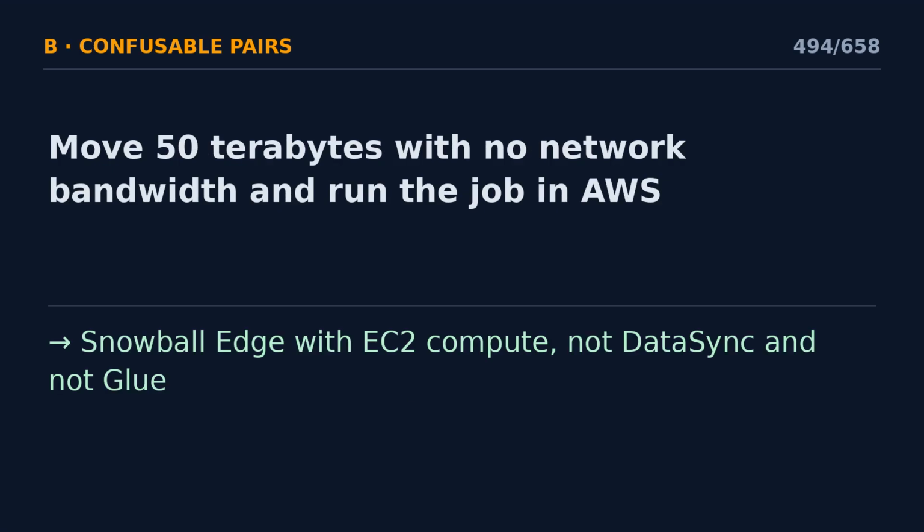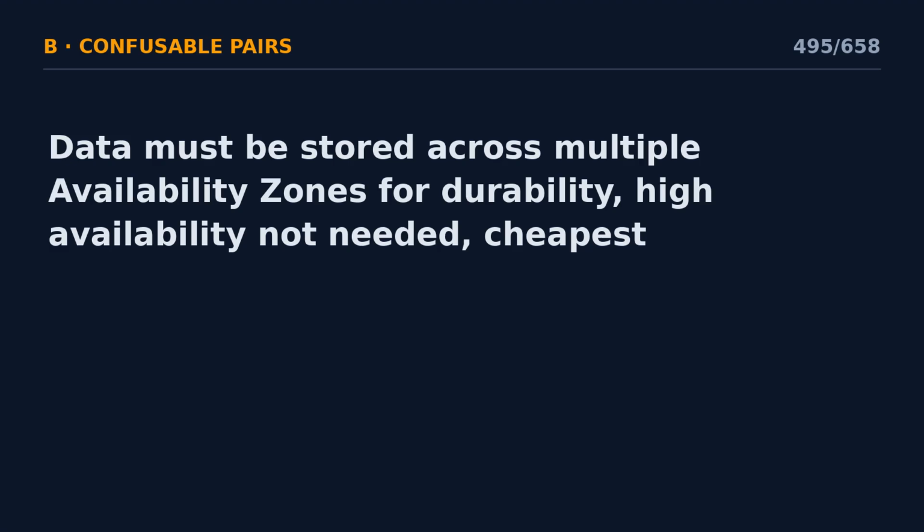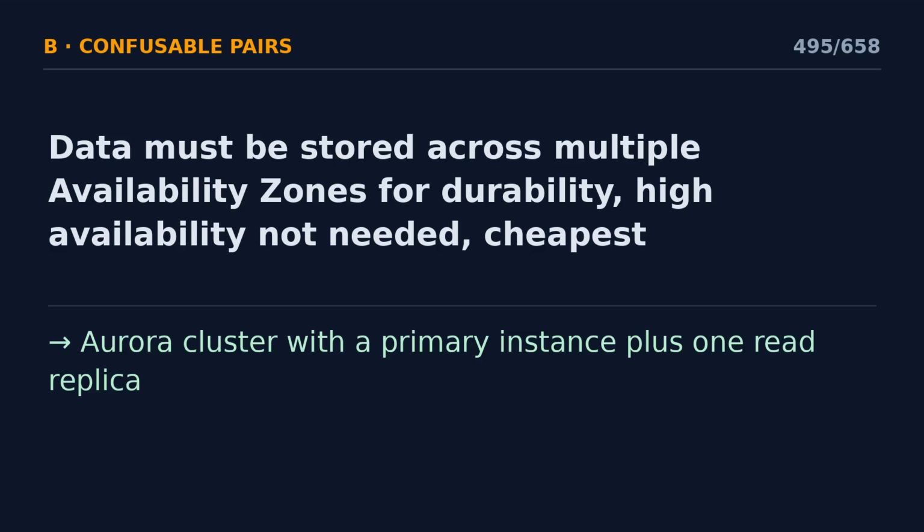Answer: Snowball Edge with EC2 compute, not DataSync and not Glue. Data must be stored across multiple availability zones for durability. High availability not needed, cheapest. Answer: Aurora cluster with a primary instance plus one read replica.